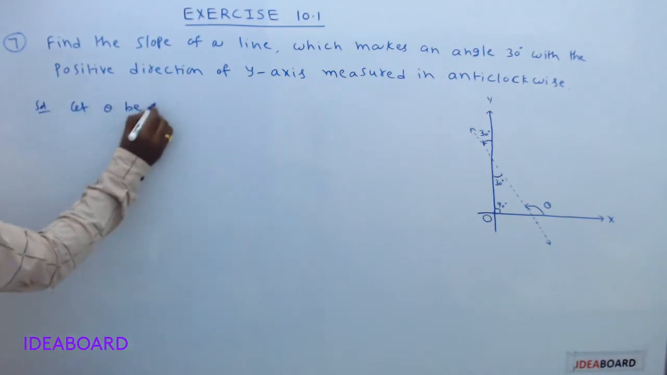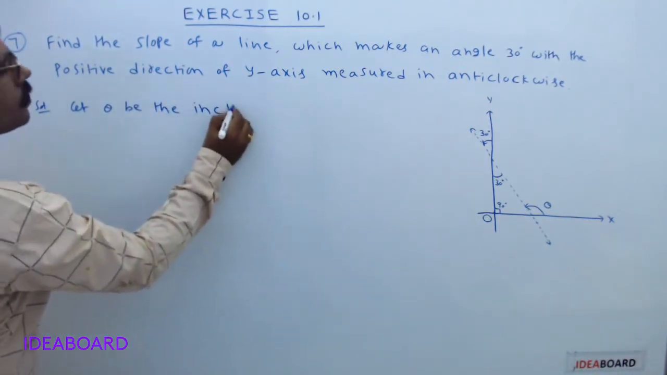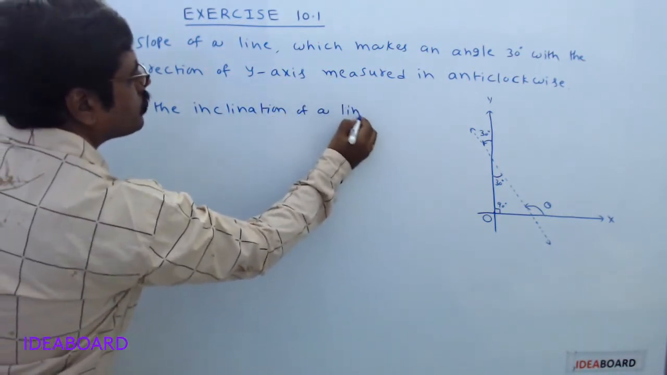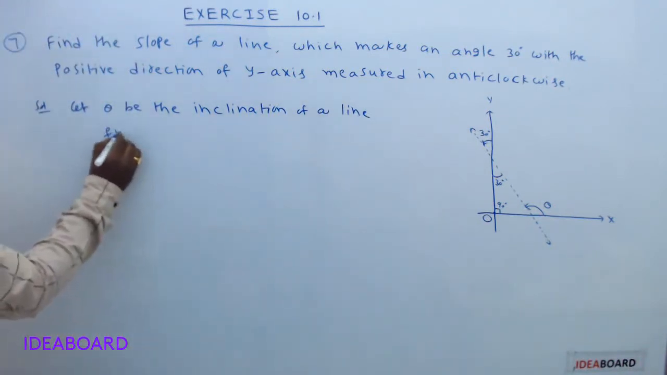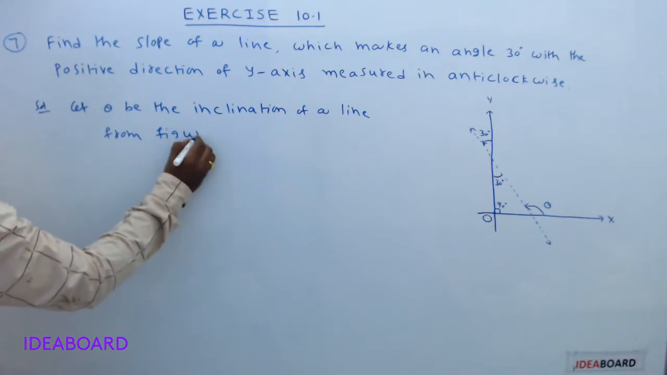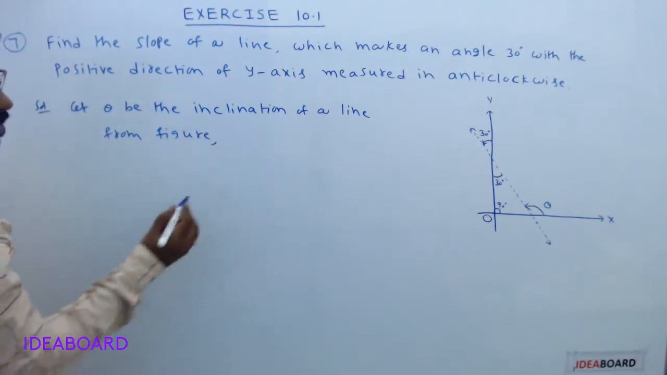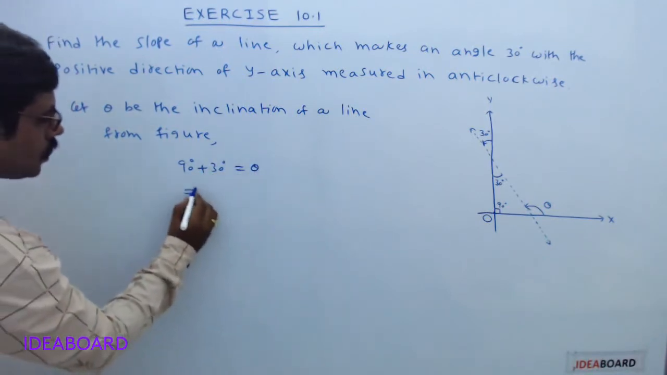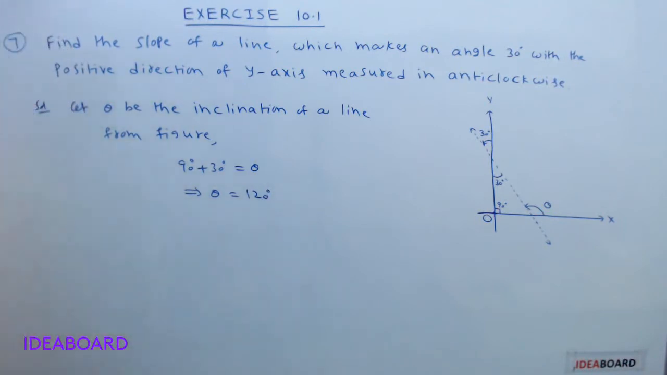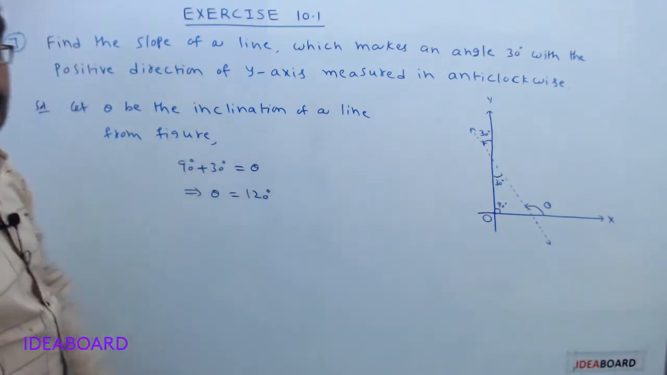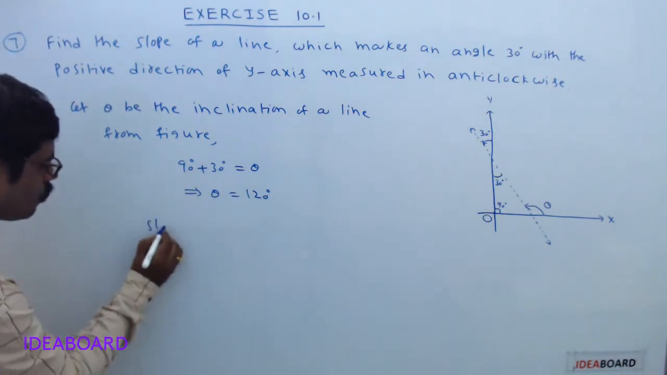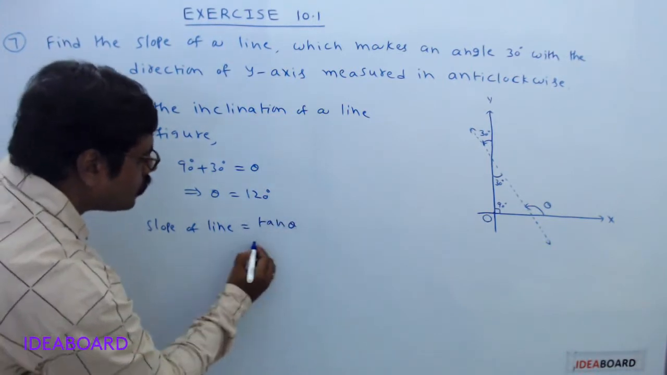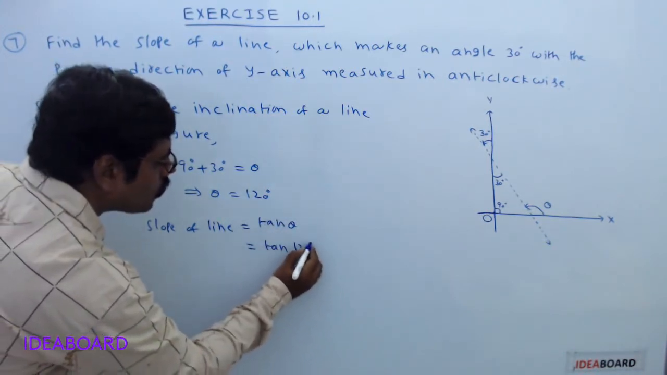Let theta be the inclination of a line. So from the diagram, sum of interior angles is equals to exterior angle. So 90 plus 30 equals to theta. From this theta equals to 120 degrees. So inclination of that line will be 120 degrees. So slope of line is equals to tan theta. So this equals to tan 120 degrees.